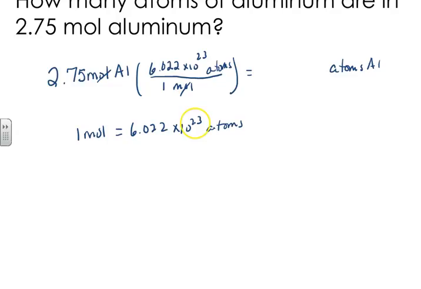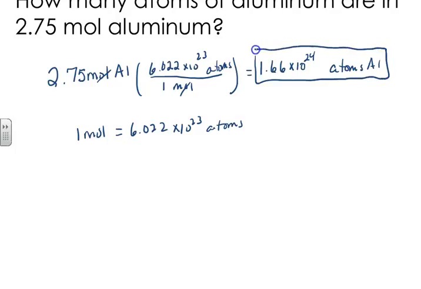And that comes to 1.65, actually 1.66 times 10 to the 24th atoms. You should definitely be trying these on your calculator to make sure that you get the scientific notation to come out correctly.